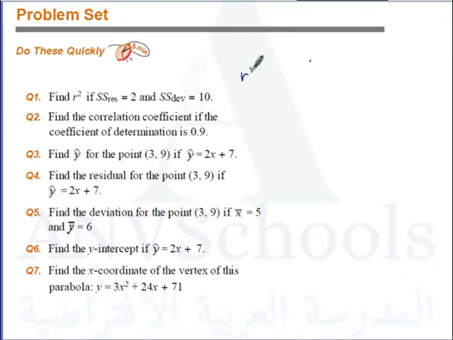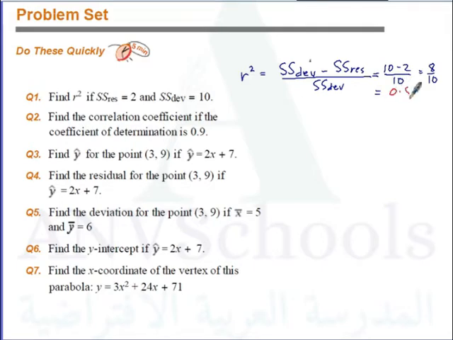So what is r square? R square is the coefficient of determination. This is defined as the sum of the squares of the deviation minus the sum of the squares of the residuals, over the sum of the squares of the deviation. So r square is equal to 10 minus 2 over 10, and this is 8 over 10. In decimal, this is 0.8.